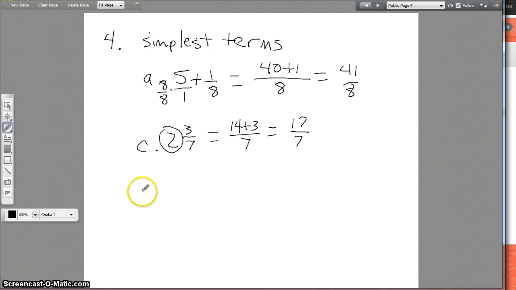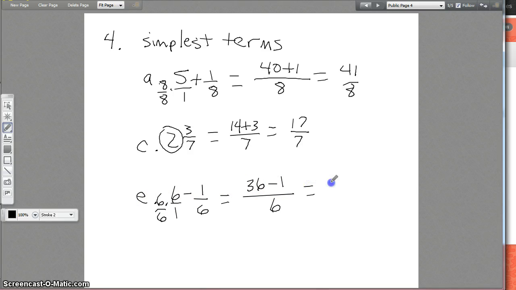And then we'll do just one more part. Let's look at part E. We have 6 minus 1/6. Okay, 6 is really a fraction over 1. We need to multiply this by 6 over 6. And when we do that, our common denominator is 6. We have 6 times 6 is 36, minus 1. So what we end up with here is 35 over 6.